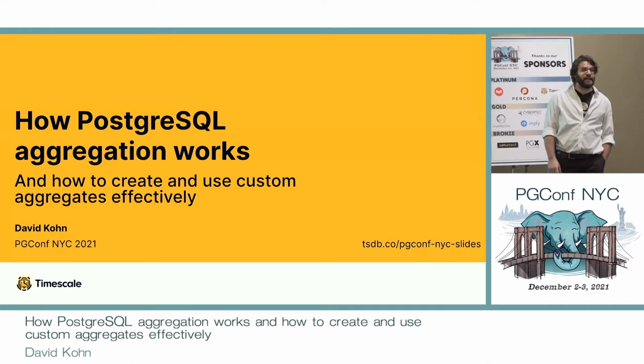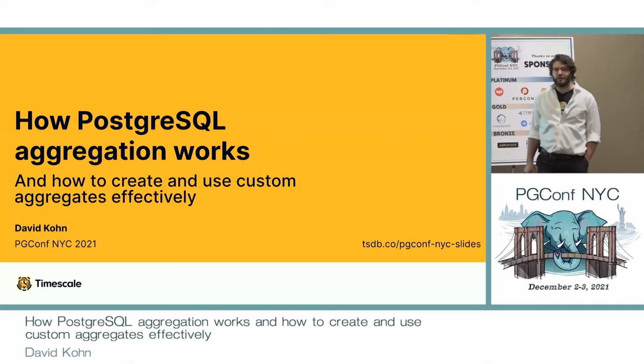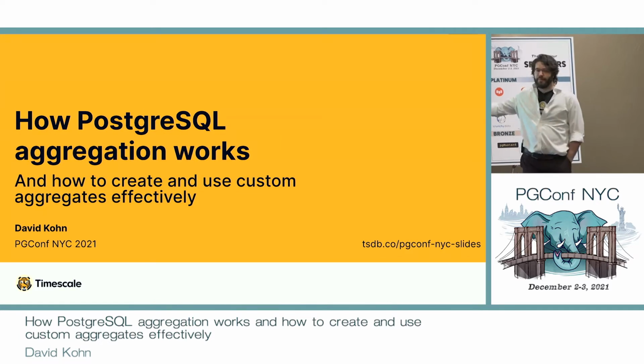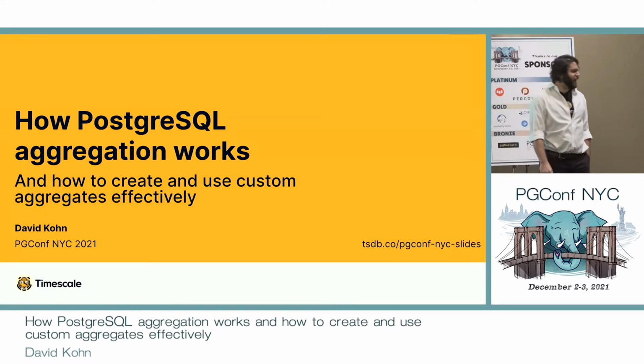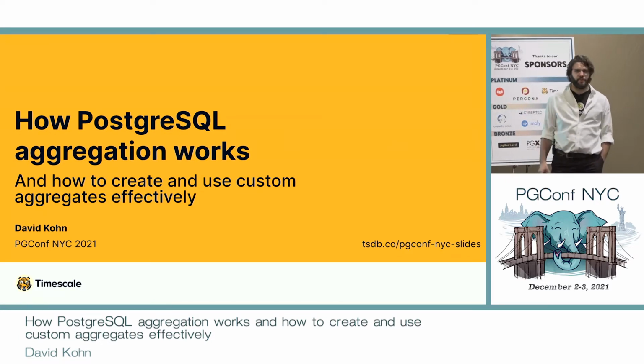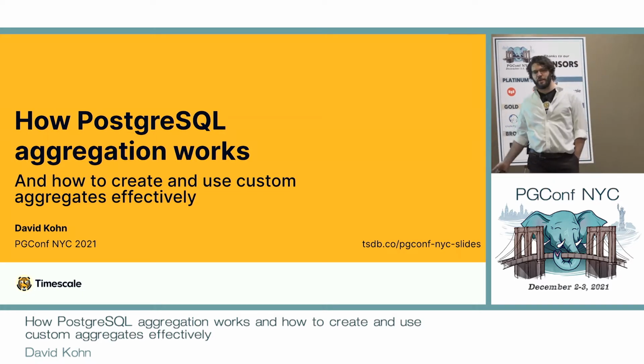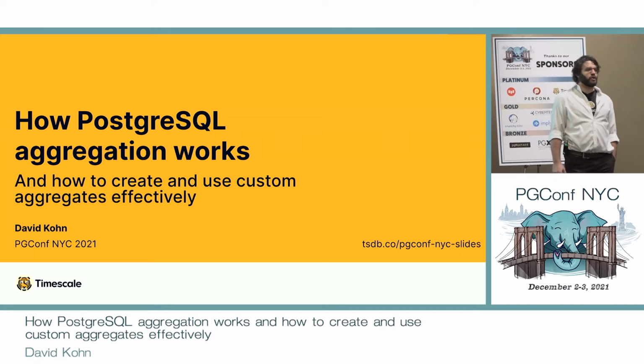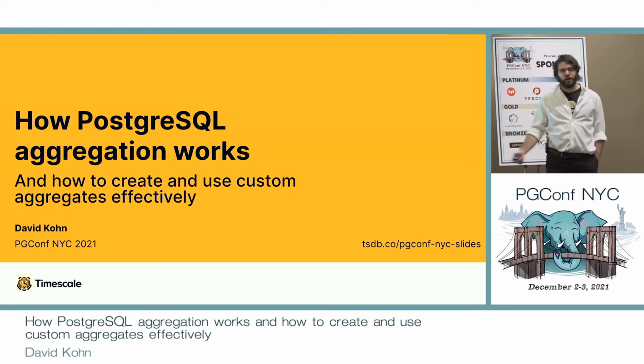I'm David Kohn. I work at Timescale. I'm a software engineer there. I'm going to be talking about how Postgres aggregation works and how to create and use custom aggregates. I'm also going to be talking a bit about what we call two-step aggregation, which is sort of a design pattern that we've chosen for some of our custom aggregates.